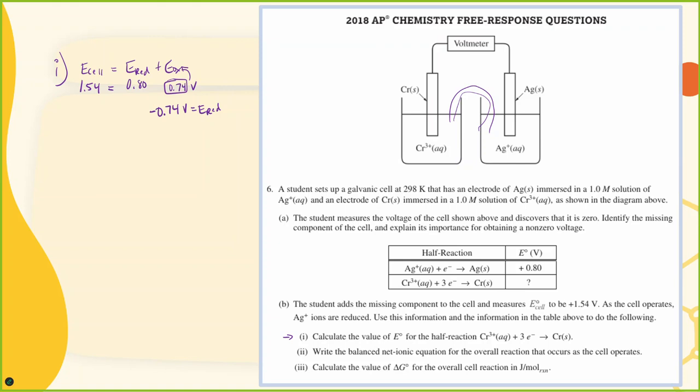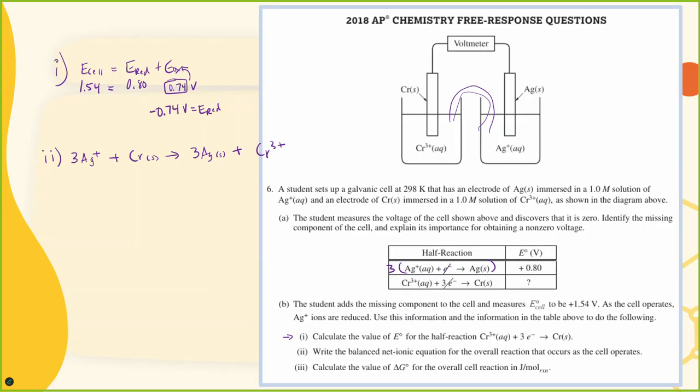Right, then balance the net ionic. Well, all you have to do is multiply this one by 3. Flip the bottom one. So we get 3 silver ions plus the chromium solid going to 3 of the silver solids plus chromium 3 ion, like so. Balance it by the electrons, yes. So you would show that you're multiplying this one by 3 and then crossing out those electrons.